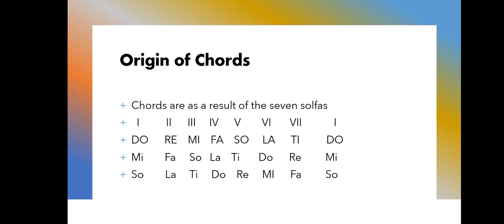There's also chord two. Chord two starts with re, the second solfa. We skip mi and go to fa. We skip so and go to la. So we have re, fa, la. That's chord two. Chord three is mi, so, si.